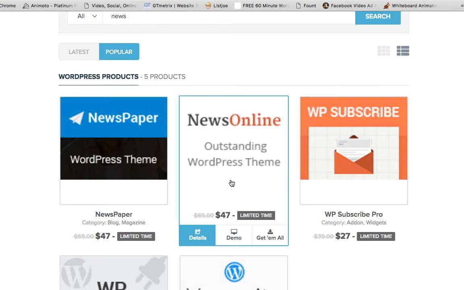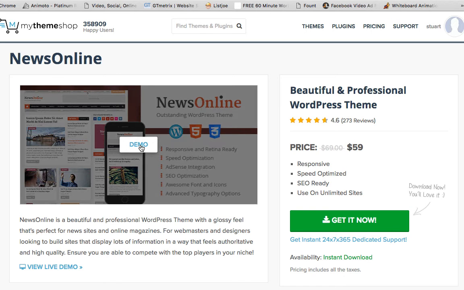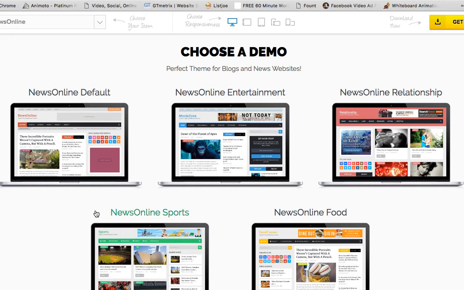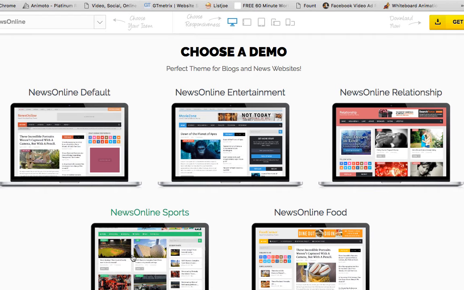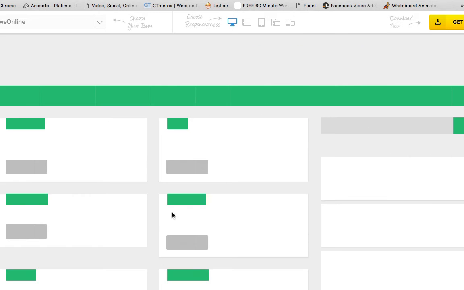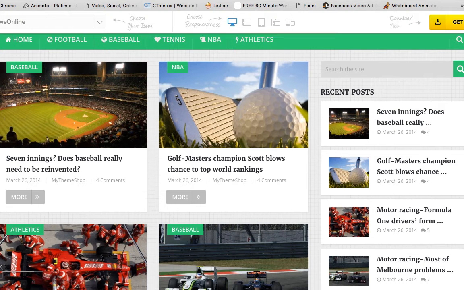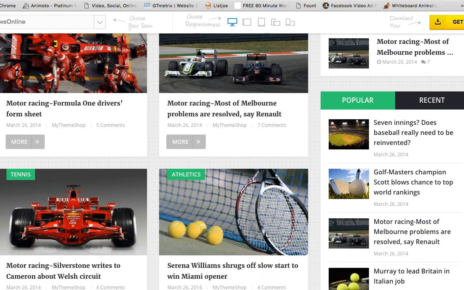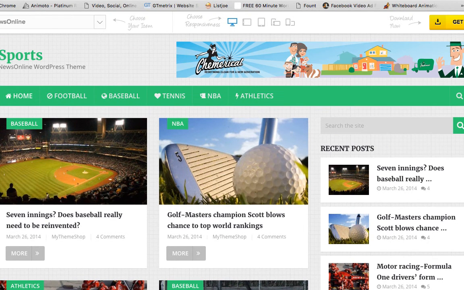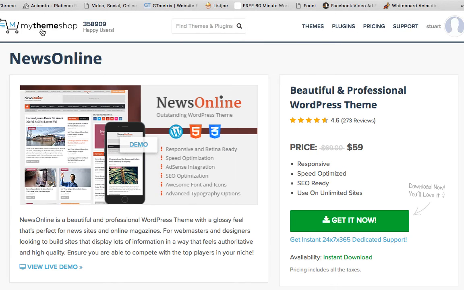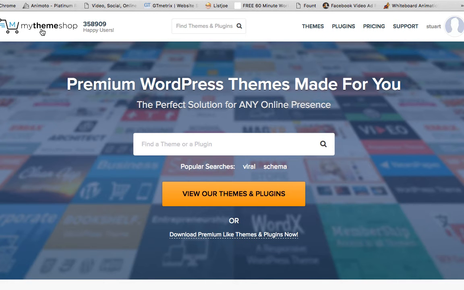News Online. Let's have a look at that one. We'll see the demo. We could go for a sporty looking theme. Obviously we're into the cycle niche, so I don't quite like it as much as the first one I saw, but it could be a possibility. So My Theme Shop is where I would normally go to access my themes, and it's a really good place to get both themes and plugins.